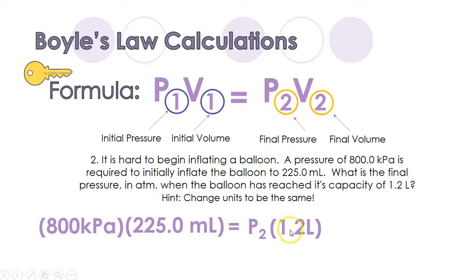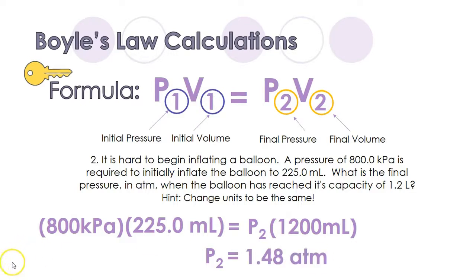So what we're going to do is change 1.2 liters and convert that into milliliters. So we have 1200 milliliters. When we do the math, we have 800 kilopascals multiplied by 225 milliliters divided by 1200 milliliters, we get a P2 of 150 kilopascals. It wants our final pressure in atm, so now we need to convert kilopascals using our conversions into atm. When we do that, we're going to get a final answer of 1.48 atm.